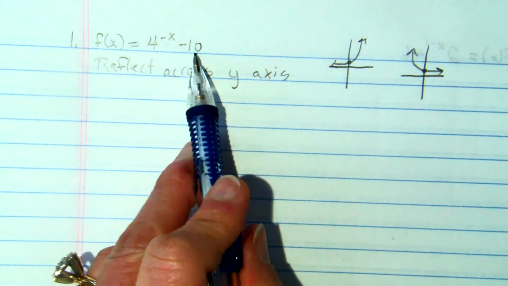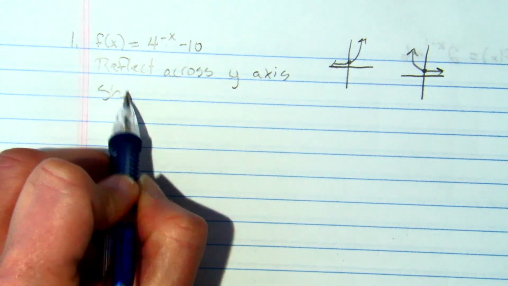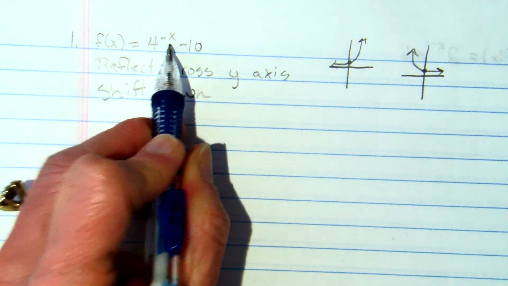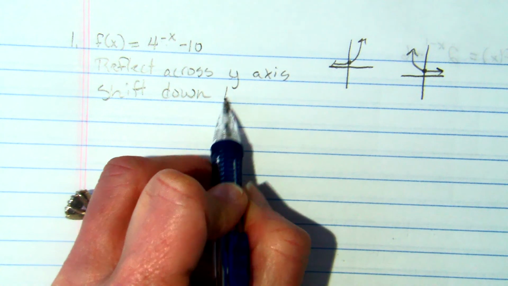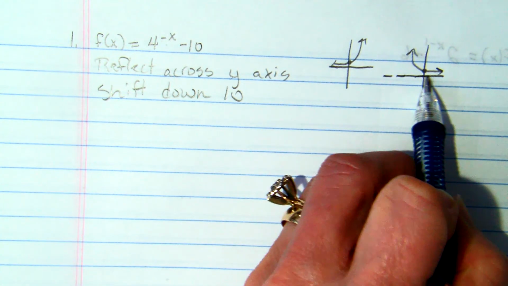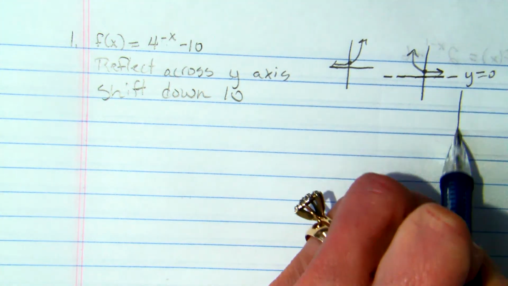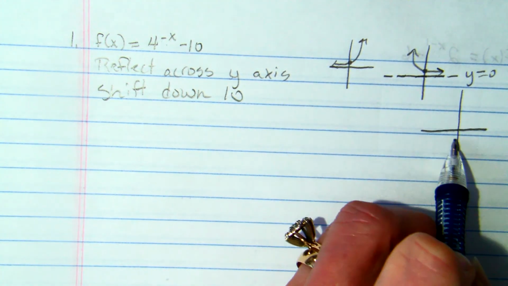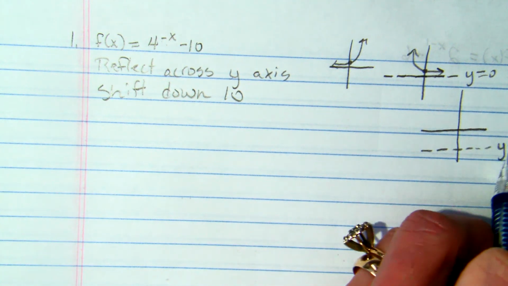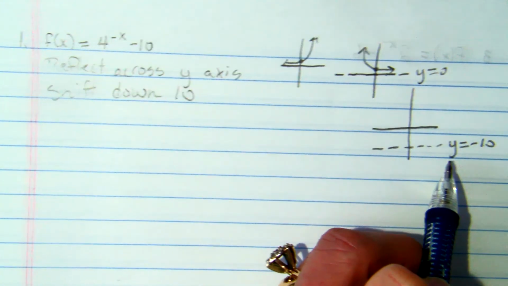Now, this minus 10, that's happening outside the function, so that does it vertically. So it's going to shift down 10. So I have a reflection across the y-axis. My graph shifts down 10. So I'm going to take this. Remember, my original asymptote is at y equals 0. So now my new graph has shifted down 10. I'm actually not going to draw down 10. I'm just going to go down 10. And my new asymptote has moved down to y equals negative 10.